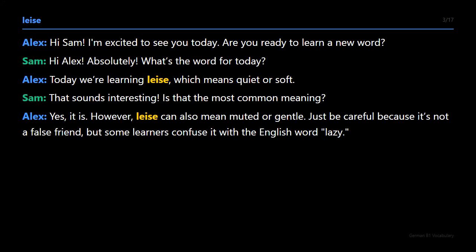Today we're learning, leise, which means quiet or soft. That sounds interesting. Is that the most common meaning? Yes, it is. However, leise can also mean muted or gentle. Just be careful because it's not a false friend, but some learners confuse it with the English word lazy.